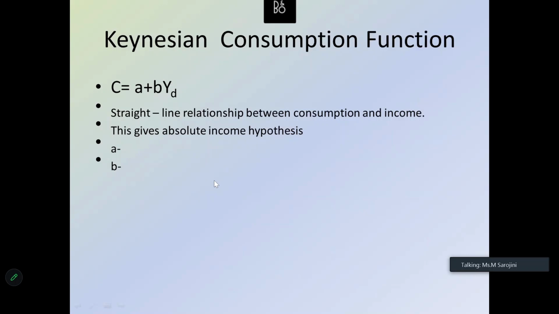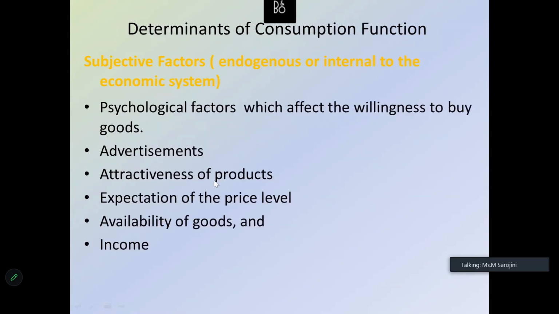And the next part is the determinants of the consumption function. There are two types of determinants, subjective factors. Subjective factors means endogenous or internal to the economic system. The first one is the psychological factors which affect the willingness to buy goods. Some of the goods are not better, however, we feel to buy, right? So we are increasing the consumption.